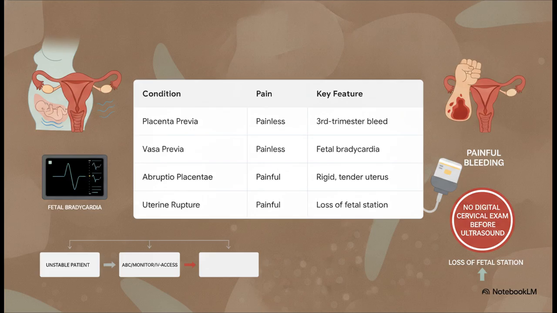Let's break it down. Painless bleeding, think placenta previa. Painless bleeding with membrane rupture and fetal bradycardia, that points to vasa previa. On the flip side, painful bleeding with a rigid, tender uterus means abruptio placentae, which is often tied to hypertension or trauma. And finally, sudden, severe pain with a loss of fetal station, meaning the presenting fetal part actually retracts back up, that defines a uterine rupture. That's a massive risk if the patient has a prior C-section scar.